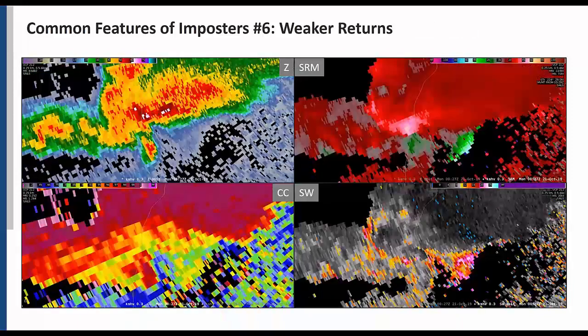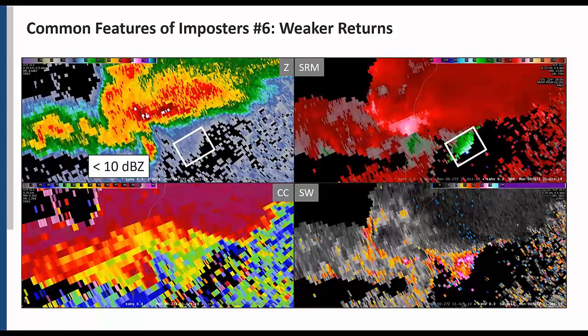So the last of what I would call the common features is that the contamination tends to be apparent in weaker reflectivity returns. In this particular case, towards the forward flank, we've got these strong inbounds that at least give the appearance of some cyclonic shear. And all of those inbounds are located in reflectivity returns of about 10 dBZ, well away from the storm, which is really not where you would expect it to be.